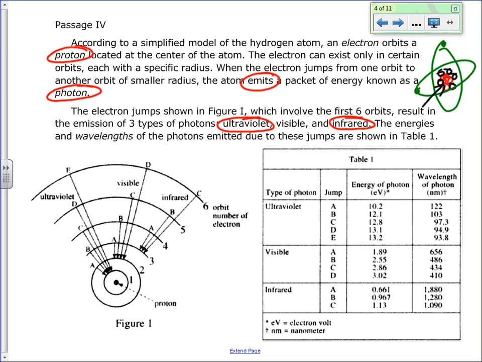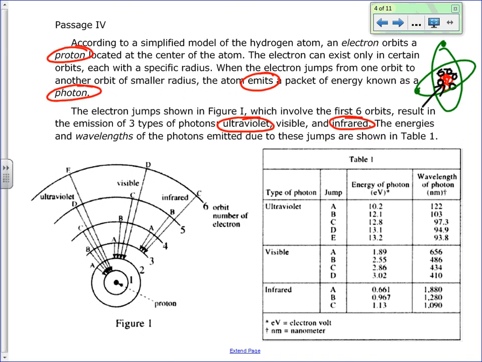All right. The electron can exist only in certain orbits within a specific radius. When the electron jumps from one orbit to another, the atom emits. Does anyone know what the term emits means, or has heard the term emits? Yeah, it essentially means lets out, or shoots off, or gives off, any of those terms. So it's getting rid of this thing, letting it go. So the atom is emitting a packet of energy known as a photon.